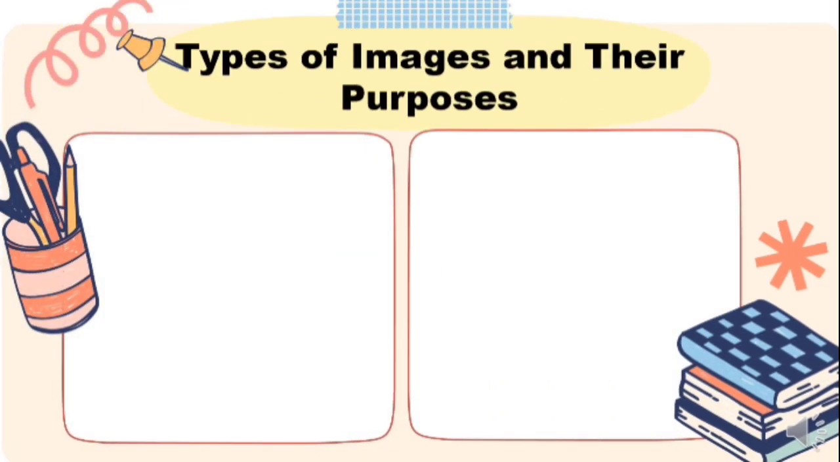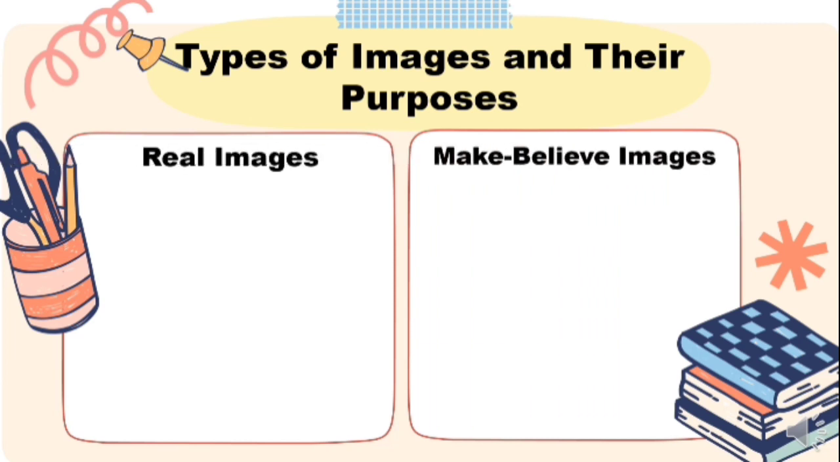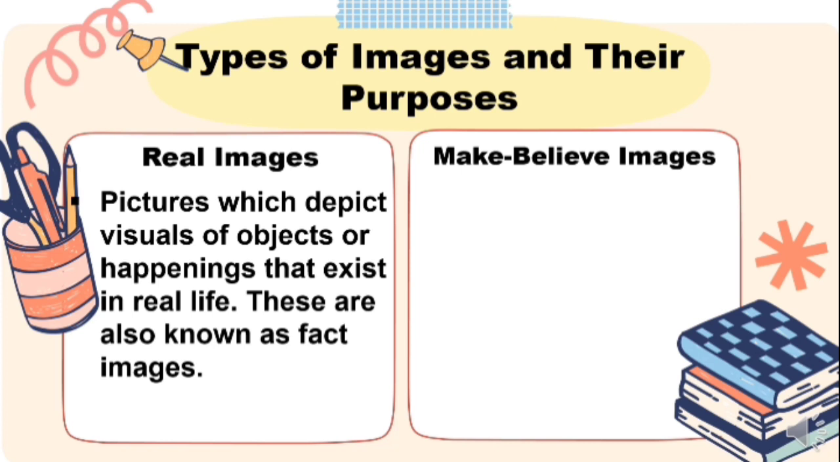Types of images and their purposes. Ano-ano nga ba ang types ng images and ang kanilang mga purposes? So, real images and make-believe images. Real images are pictures which depict visuals of objects or happenings that exist in real life. These are also known as fact images. So, ibig sabihin, ang real images ay also known as fact images. Ito ay nangyayari or meron sa totoong buhay. Katulad kanina, totoong pangyayari sa or totoong picture ng isang pamilya, may anak, may nanay at tatay.